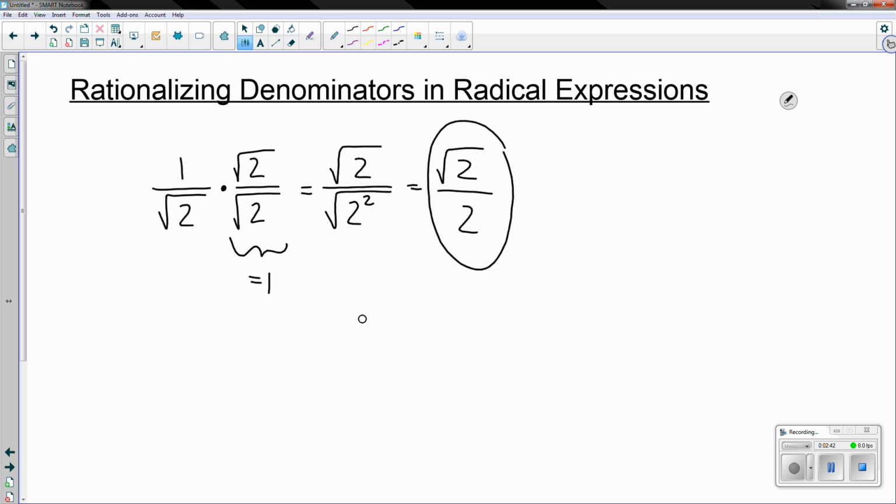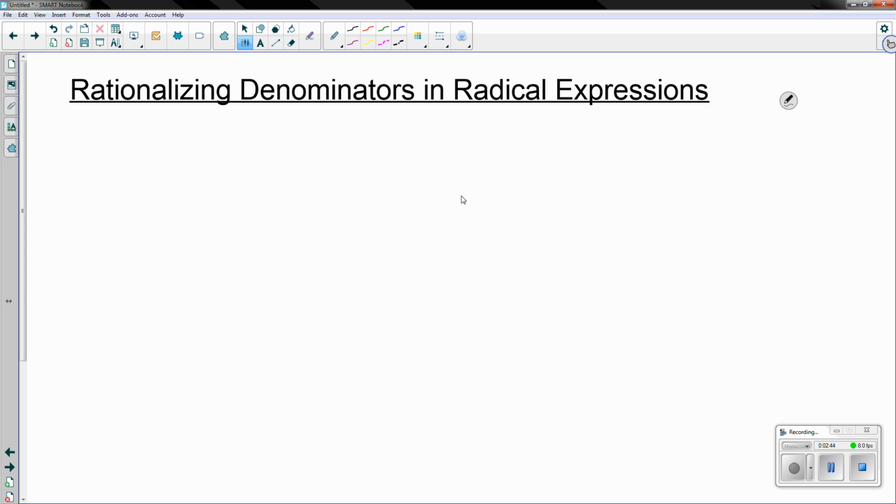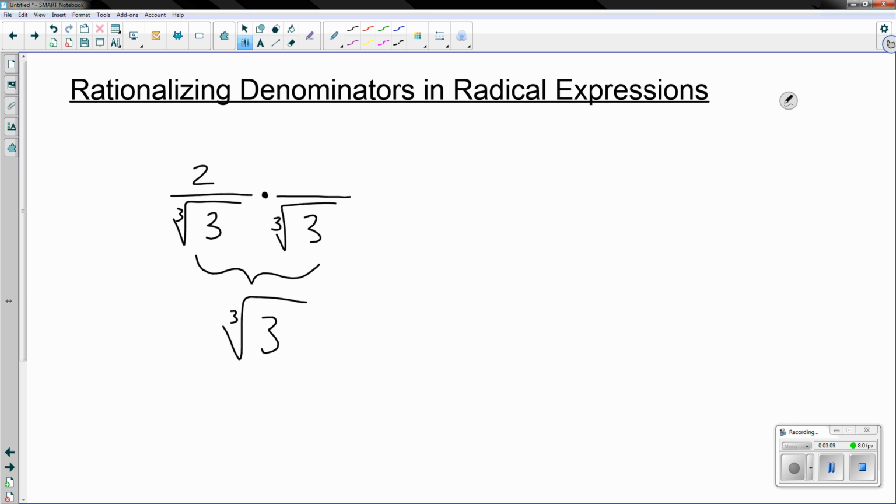So let's look at another numeric example. Let's say we have 2 over the cube root of 3. We know we have to multiply by a form of 1 and not change the value. And we want to use the same radical through this multiplication process so that we can ultimately use those radical properties. So if I multiply by just the cube root of 3, which may be your first instinct, we're going to get the cube root of 3 squared, which is the cube root of 9. And the cube root of 9, I can't simplify any further. So that's not what I want to do here.